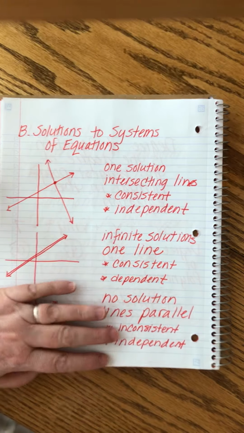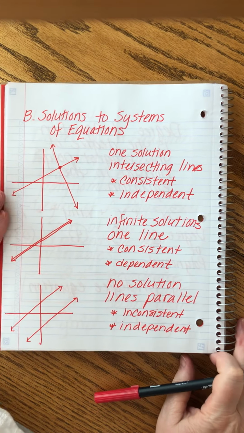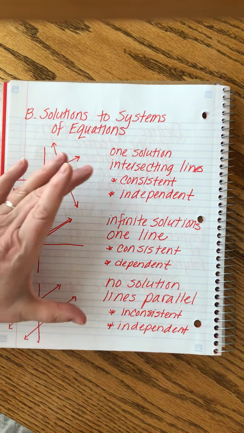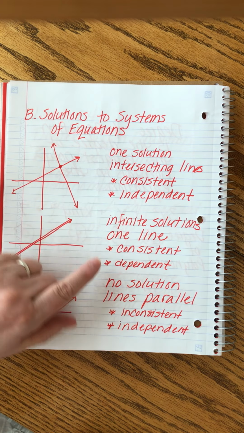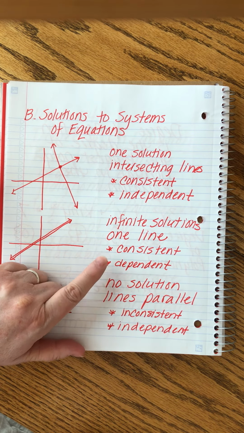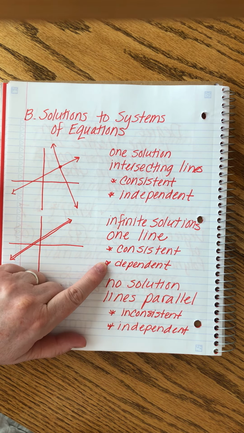Now let's look at the word dependent or independent. The first and the last are independent. This middle one is dependent. So we're going to write the definition for what it means for it to be dependent.